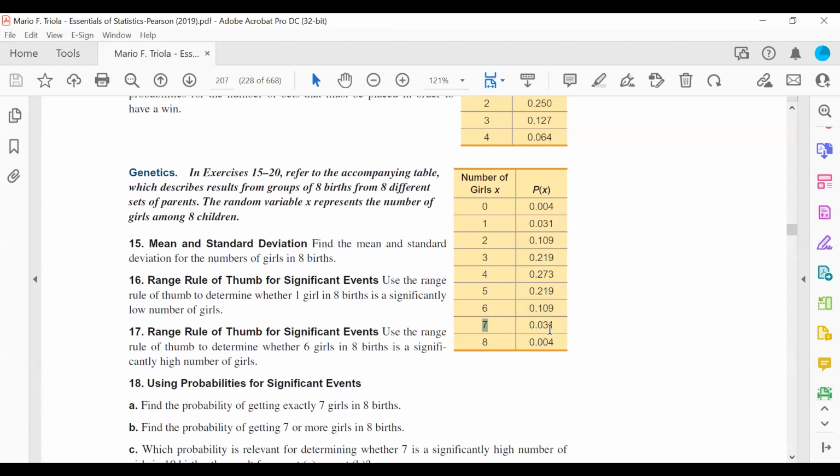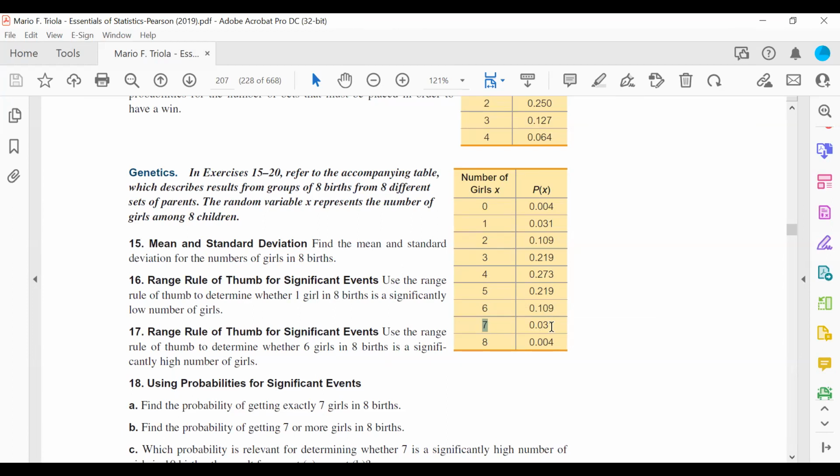So when it says exactly, you go to that specific X value and you read the P of X value that corresponds to it. That's your probability for exactly. You go to that X value, reference it to your P of X, that's your probability.